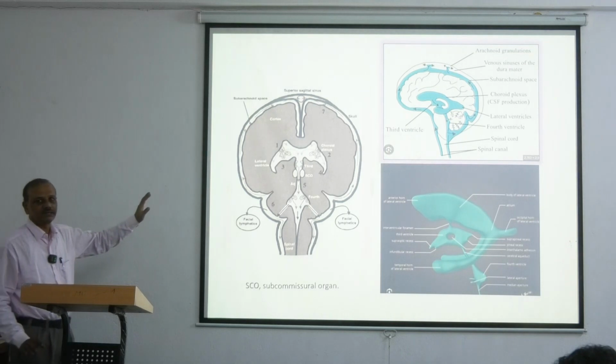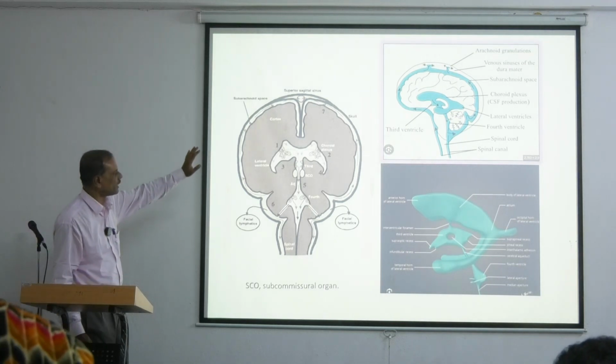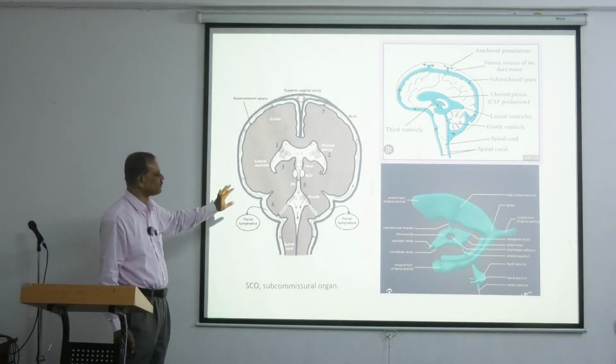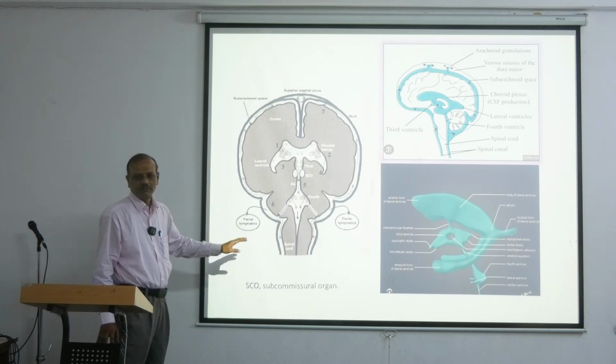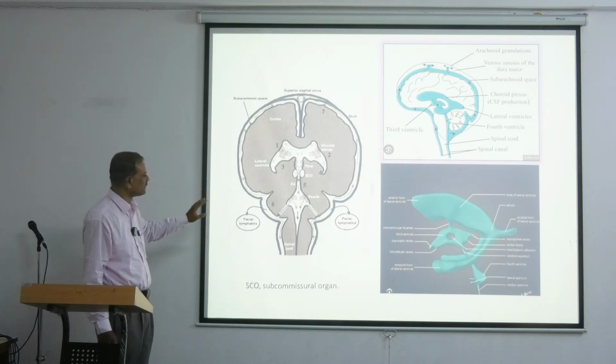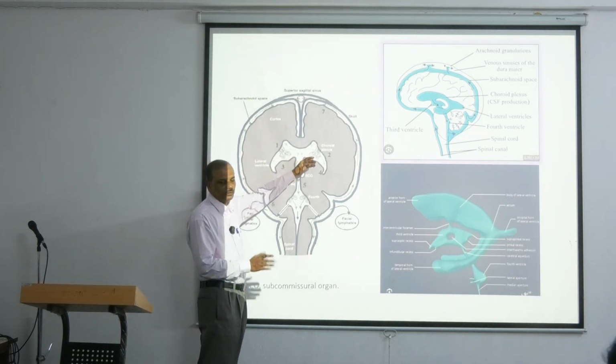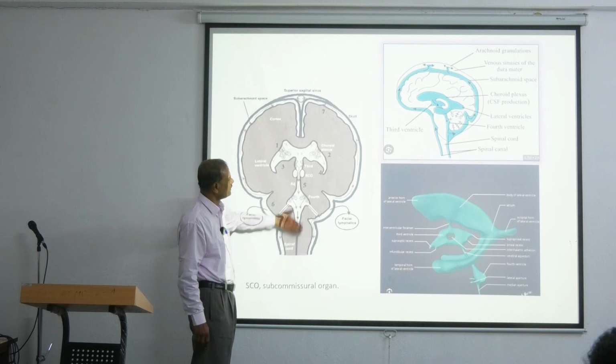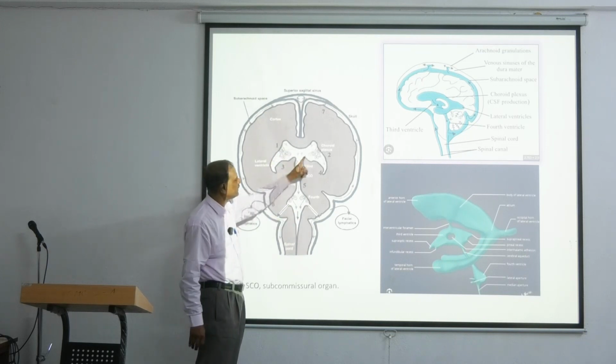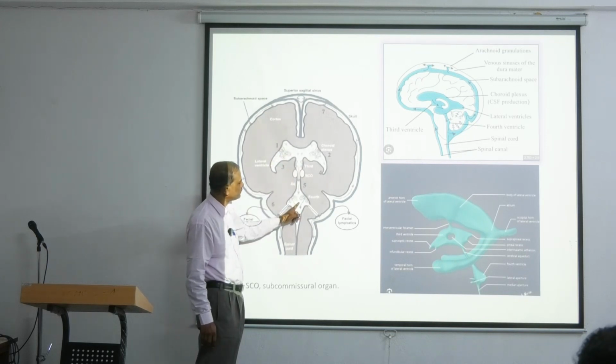So this is the thing which you will read, and you might be asked to depict anatomically what the ventricular system is. See, there are two lateral ventricles. You take a coronal section, you will get a picture like this. There are two lateral ventricles, this is the third ventricle and this is the fourth ventricle.